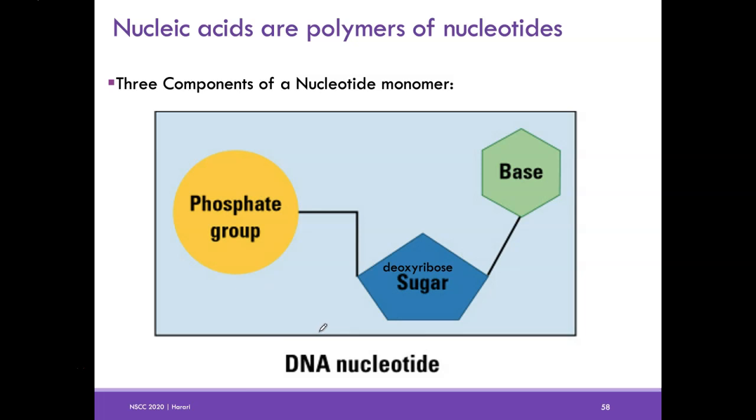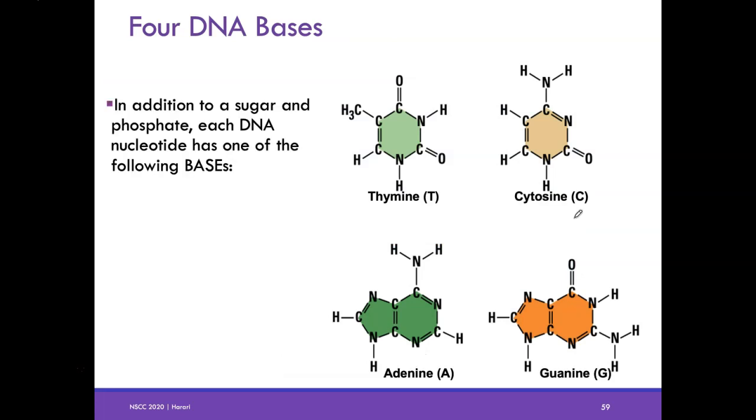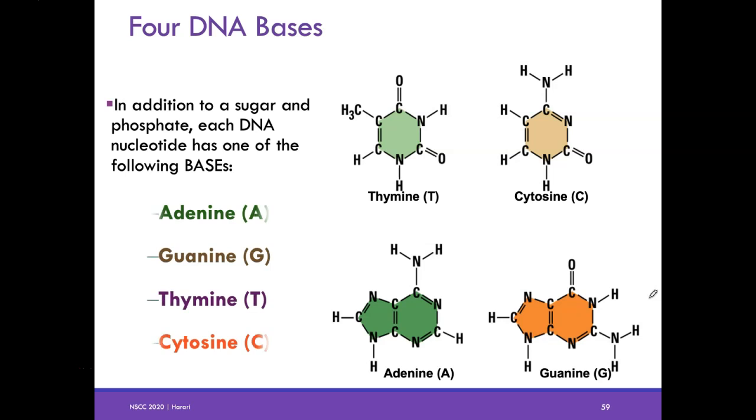And each nucleotide monomer has three components to it. There is a sugar. There's a deoxyribose sugar in the case of DNA, or a ribose sugar in RNA, but there's always a sugar. There's a phosphate group. That's a phosphorus atom with oxygens. And there is a base, not to be confused with an acid and a base, but this is a base. There's one of four different bases we have in DNA and RNA. So in DNA, we have four bases that are thymine for T, cytosine is C, adenine is A, and guanine is G. So in addition to a sugar and a phosphate, each DNA nucleotide will have one of these four bases.